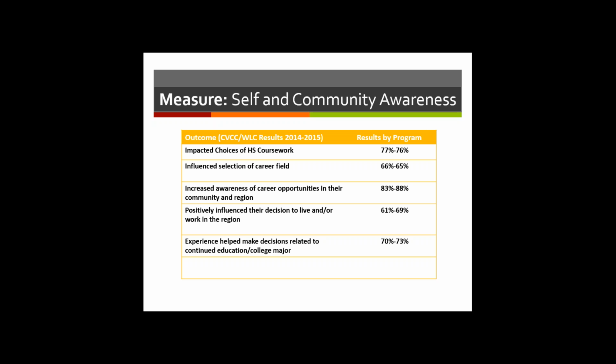As far as experiencing or helping make decisions related to their continued education or college major, 70 and 73% respectively have increased their decision or changed their mind in terms of what they can do. By going to that job shadow, they understand what's next in my college career, what maybe would be a better major, what would maybe be a different route that they can take. So all good influences, all good impacts, and really showing the work of what that work-based learning intermediaries are doing out there.